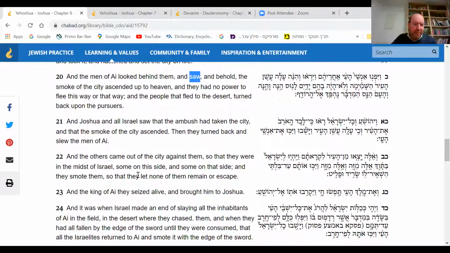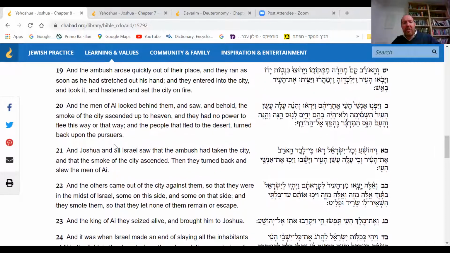And notice in the following verse, we have a different viewpoint of how things are happening, this time not from the viewpoint of the people of Ai, but rather from Joshua and the Israelites. And Joshua and all Israel saw that the ambush had taken the city and that the smoke of the city ascended. Then they turned back and slew the men of Ai. So here we have a powerful contrast, this time between the people of Ai and the Israelites, both seeing the same thing, with different perspectives and resulting differences.